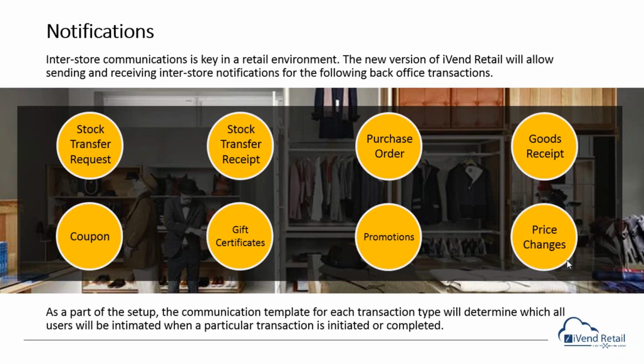Whenever there is a price change at the head office, how does a store know that there is a price change? Of course, he understands when he scans that particular item, he'll be able to see the price. But before that, is there any option which could inform the end user what the price was and how it has been changed? For that, we have given the notifications. So notifications are for any sort of transactions, for price changes, and of course promotions.